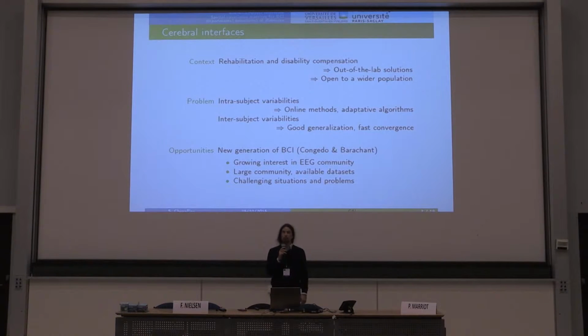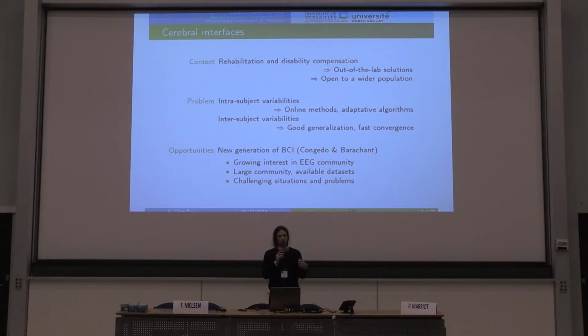But there are still problems and difficulties which are related to the variability of the human brain signal, which varies for one subject. So this calls for online methods and adaptive algorithms, and also there are differences between brain signals from one user to another. So we need good algorithms with good generalization and fast convergence.